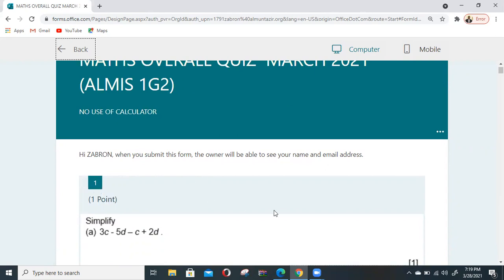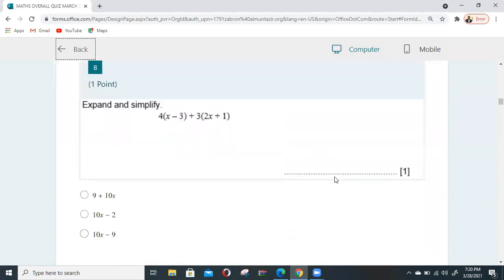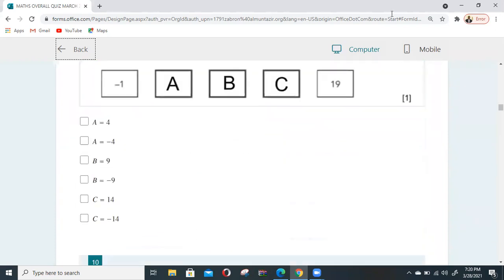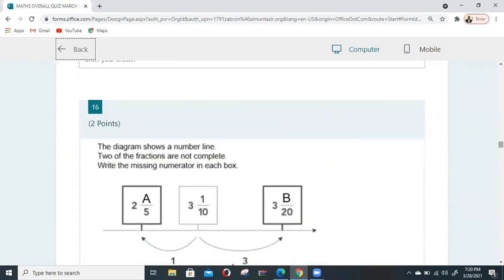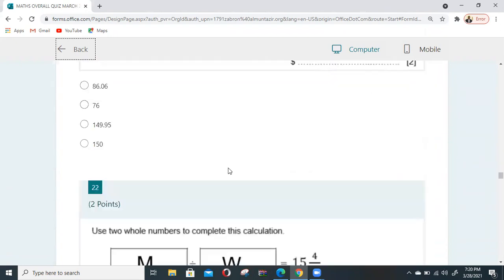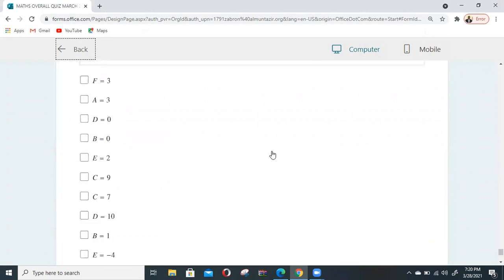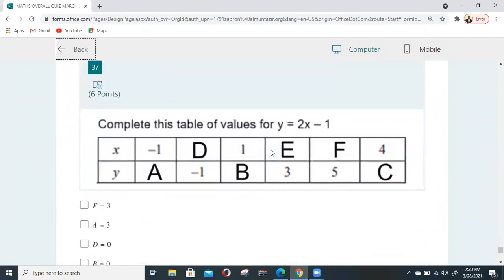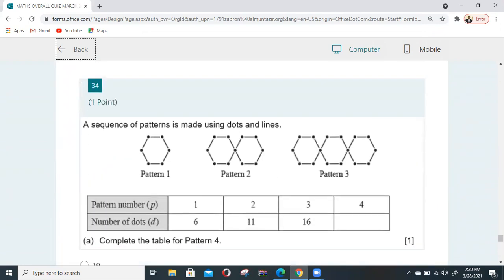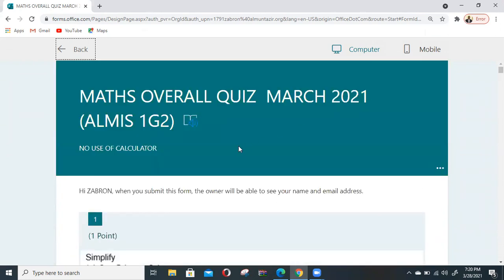So now we have a total of 37 questions, as you can see. If I scroll down there, you can see that I'm having a total of so many questions, almost 37 questions. So this is the 37 questions in total. So I'll be pretending that I'm a student, and then I'll be answering the questions.